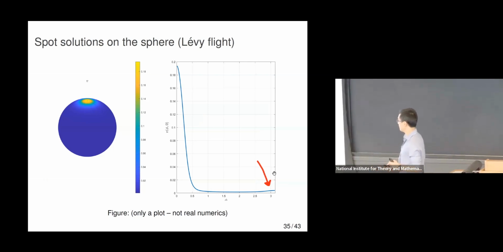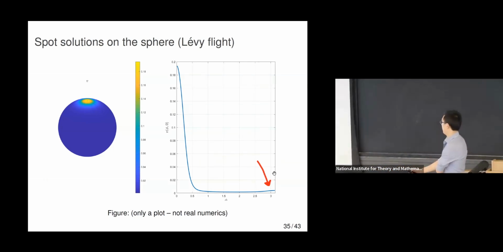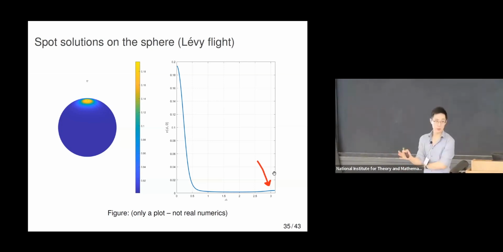Now, what happens here for Levy flights on a sphere? I should mention this is only a plot. This is not real numerics. This is kind of like prototypical numerics. We've done the calculations, though. We're sure this is going to happen, right?